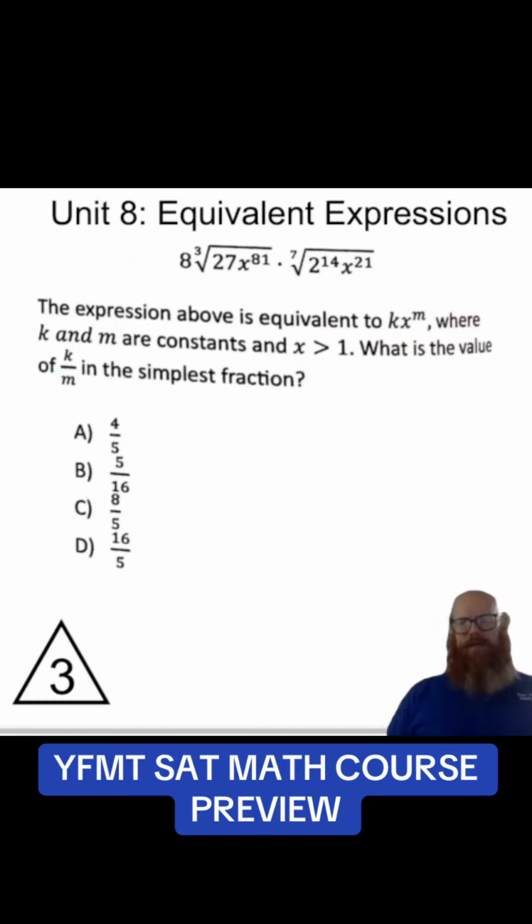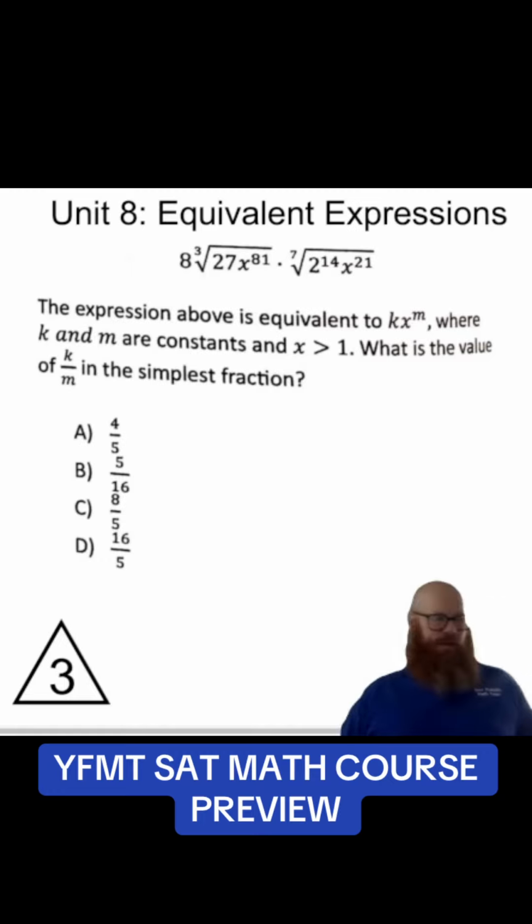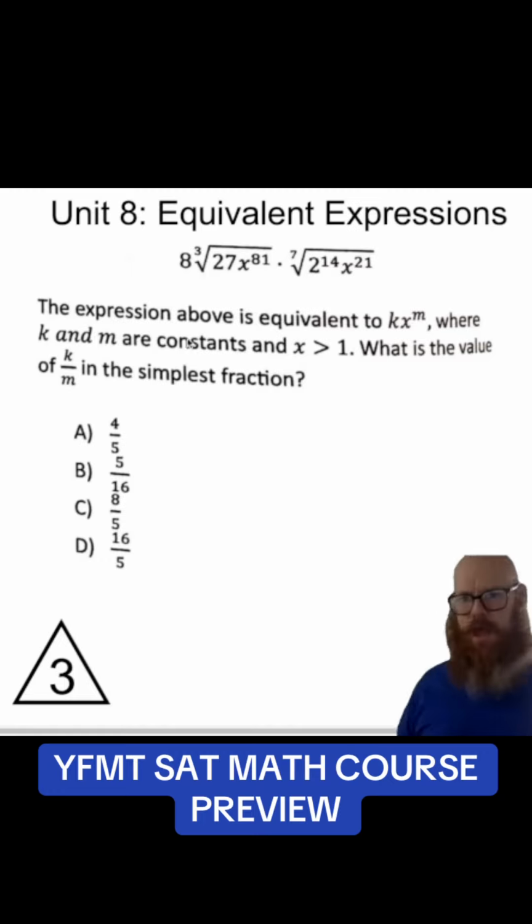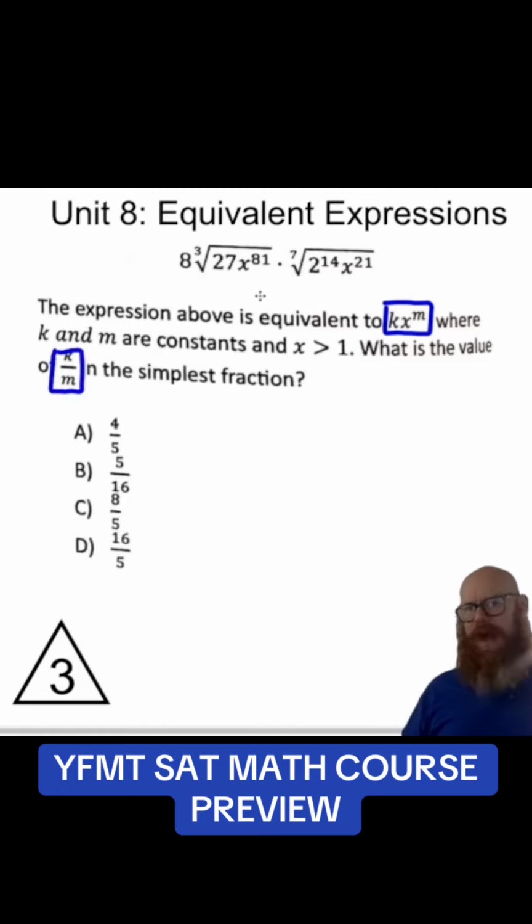Here we have our Unit 8, equivalent expressions, and we have a level 3, which is a hard problem. So we have this expression with some roots and exponents, and we're trying to get it to be equivalent to kx to the m, and then eventually do k over m. So let's forget about both of these for a second, and let's focus on just simplifying this using what radical laws you've learned about. So I have an 8.